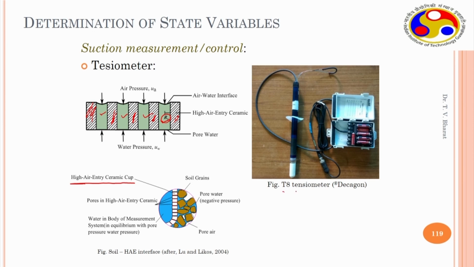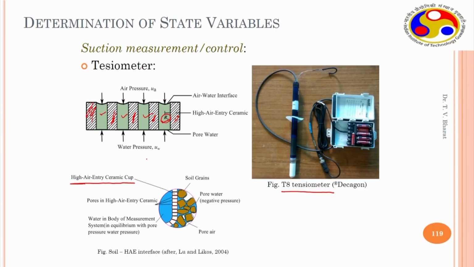This is a T8 tensiometer supplied by Decagon, which is available in our Geotech lab at IIT Guwahati. Now, when this tensiometer is in contact with soil, when the soil is fully saturated, the negative pore water pressure within the soil mass is 0. Soil pore water may be at atmospheric pressure. Then the water in the water filled body is also at atmospheric pressure, so there is no issue.